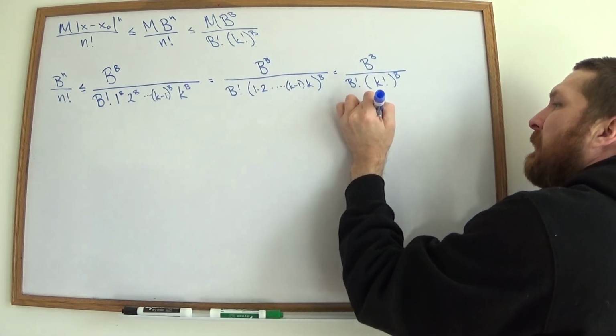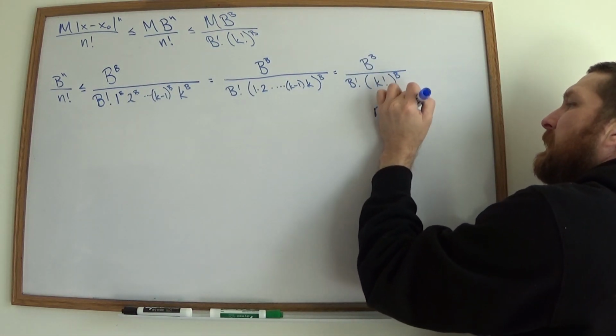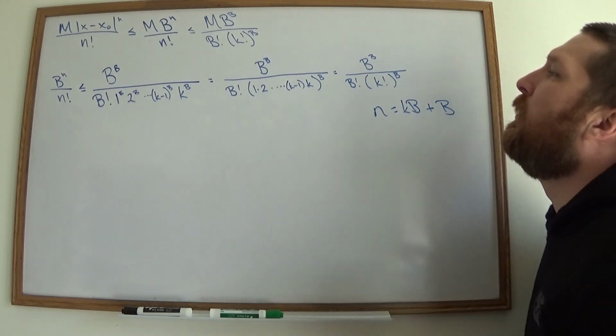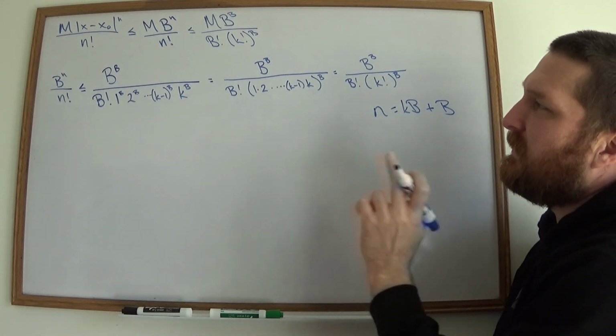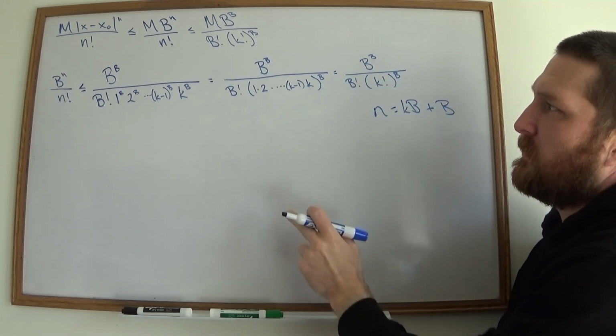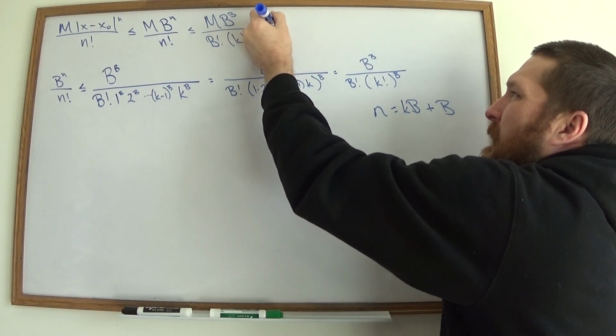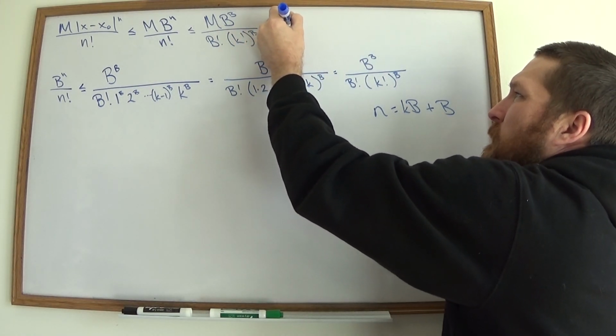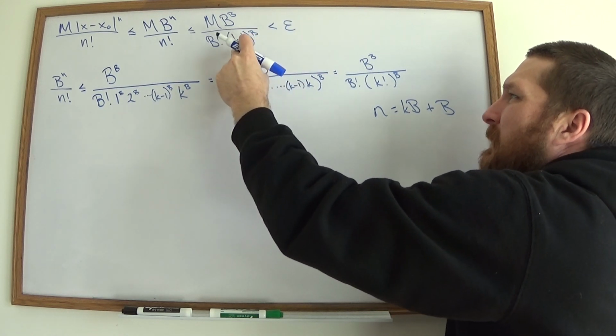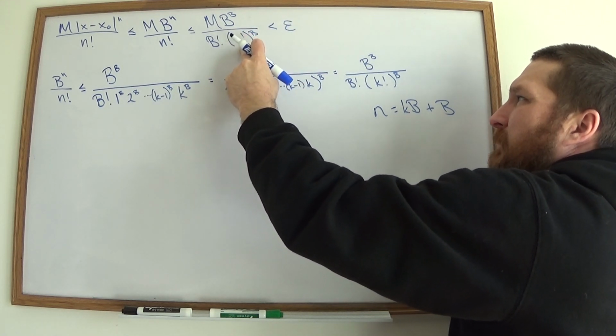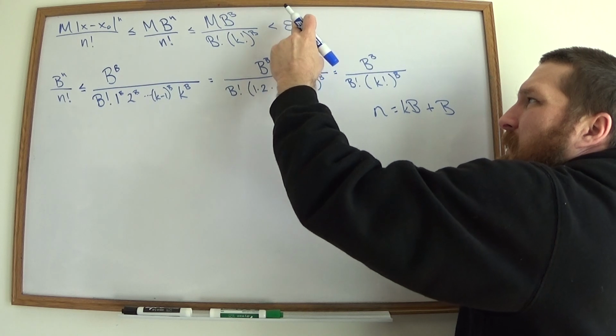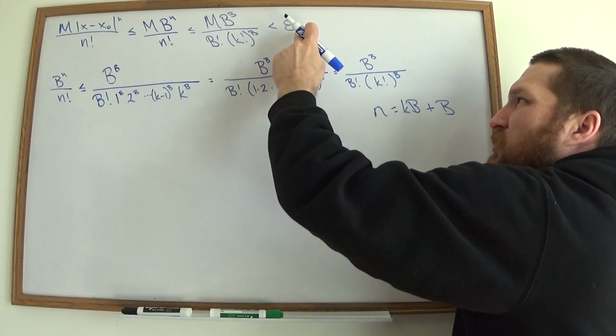Oops, I wanted to keep that around. N equals kb plus b. Now, what we want to show is that given any tolerance, we can make this as small as we please, right? That by taking k to be big enough, we can make this expression smaller than that.